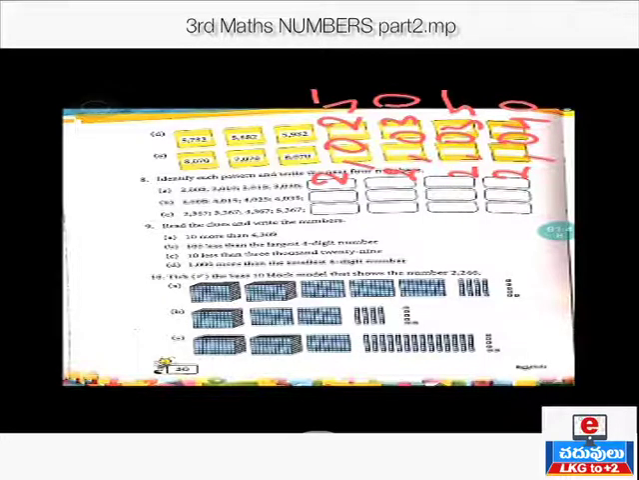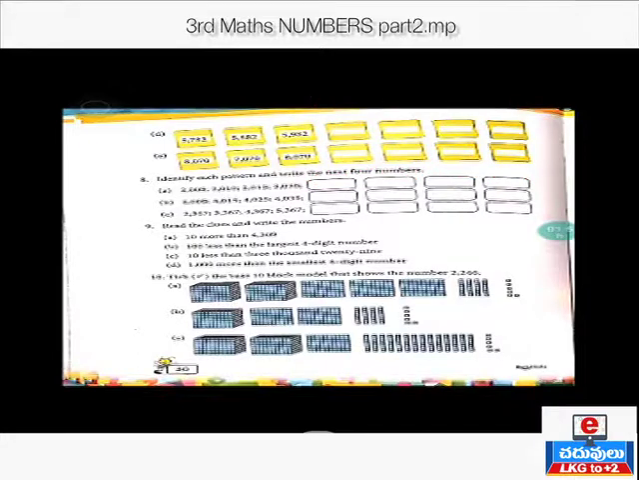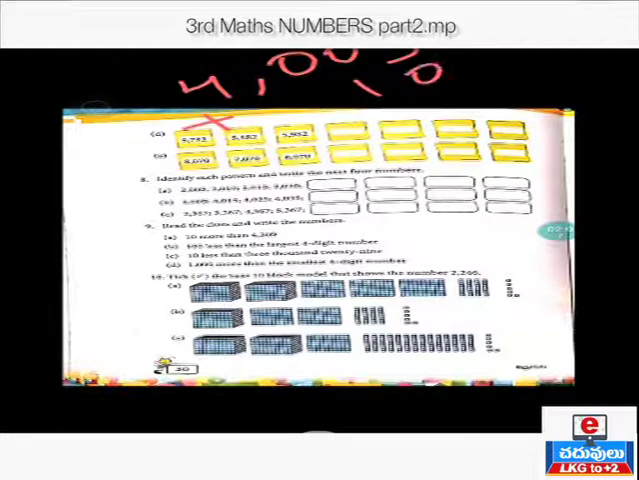Understood, children, this one? Next pattern. Here we have to add the tens. Means first number, what they given? 4005. Here we are adding tens, we get the next number. 5 plus 0, 5. 1 plus 0, 1. 0 plus nothing is 0 only. 4 plus nothing is 4. So the next number only, no?